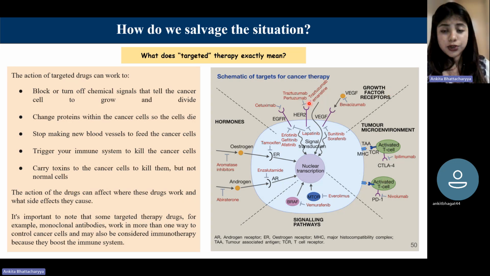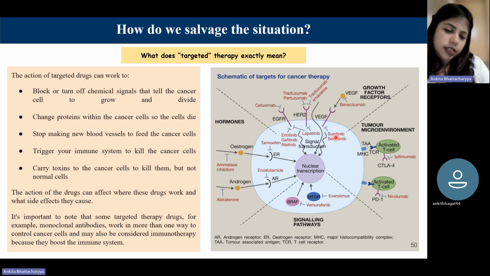So if you look at some of the examples for growth factor receptors, for example, you have trastuzumab, you have cetuximab, you have bevacizumab, each of which are targeting different cell surface growth receptors. For example, if you look at cetuximab, it works on EGFR. You have something else working on HER2, VEGF, etc. So this is how cancer therapy for growth factor receptors can actually be designed.